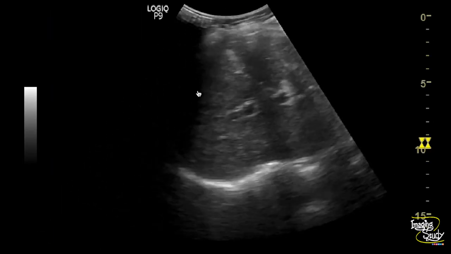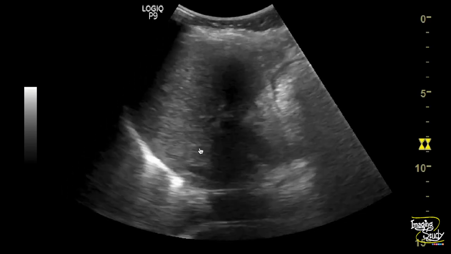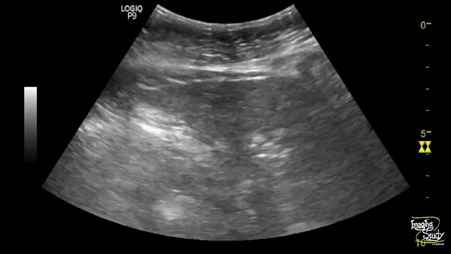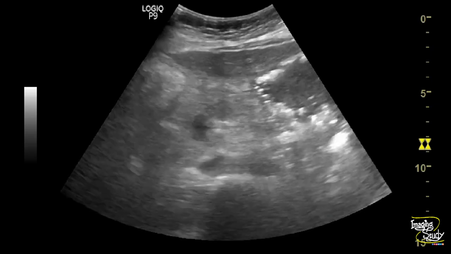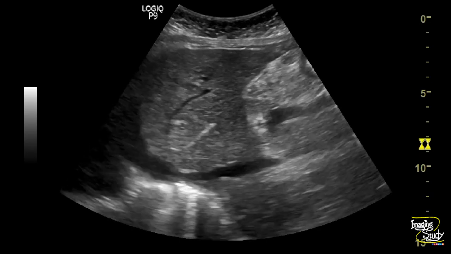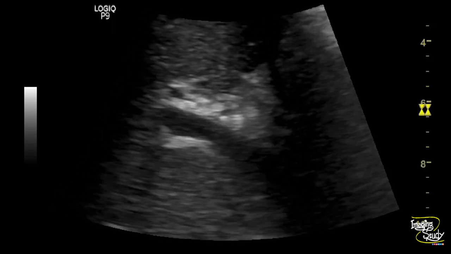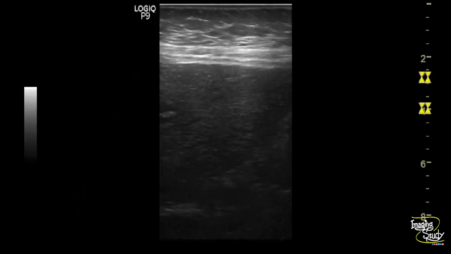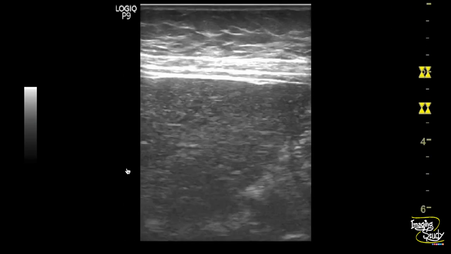Another one with heterogeneous and coarse parenchyma. You can see intrahepatic biliary ducts are mildly dilated. You can see portal vein here showing the hepatopetal flow, which is normal. When we magnified the image with linear transducer, you can see the marginal irregularity is seen here and the coarse pattern is also well visualized.